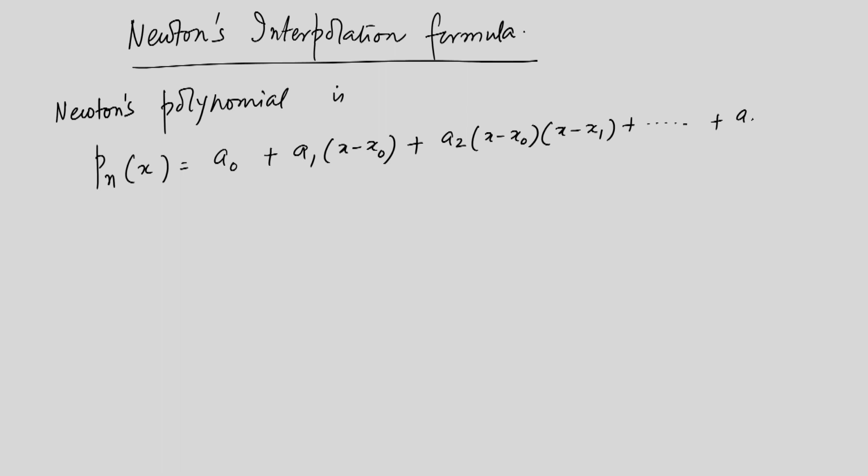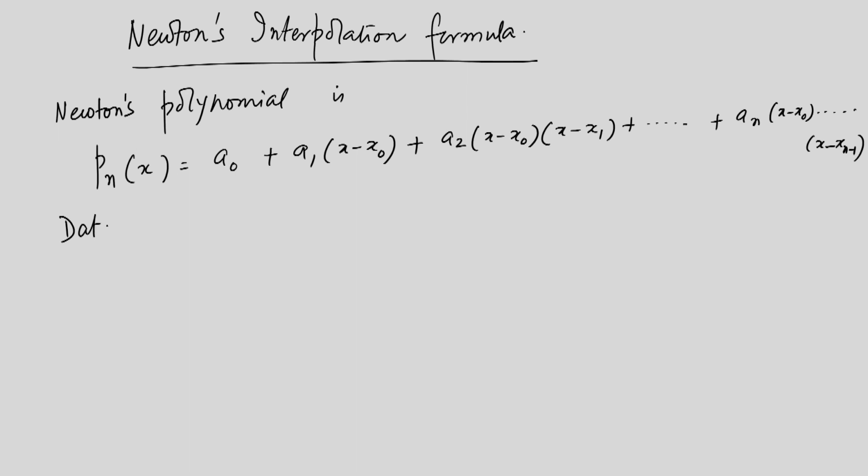and we have all the way up to a n times (x minus x 0) up to (x minus x n minus 1). So, we have n data points starting from x 0 to x n minus 1, and we are going to construct an nth order polynomial according to this, where a 0, a 1, a 2 are coefficients which have to be determined. The data points that you obtain, as I told you, are obtained from either a computer experiment or a real experiment.